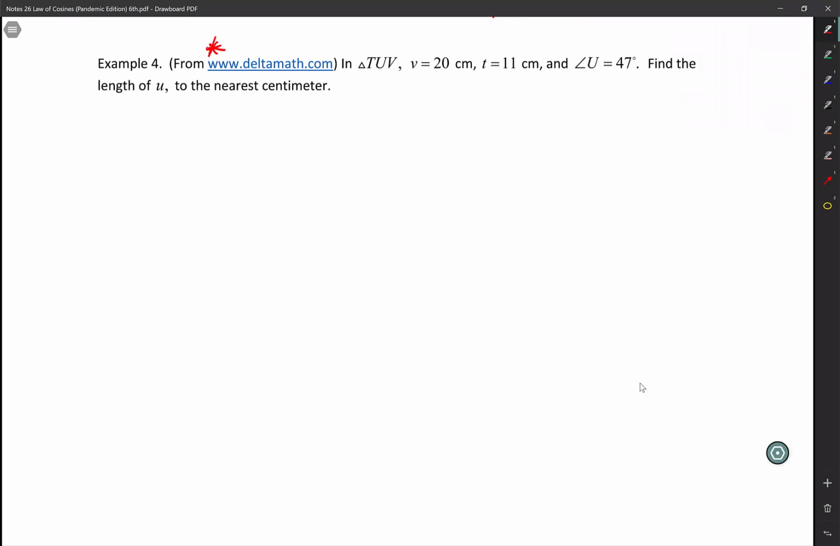So here it is. Triangle TUV. V is 20, T is 11, and angle U is 47.